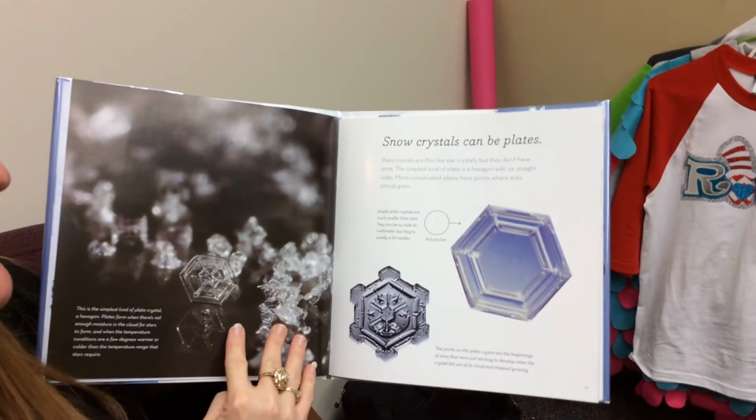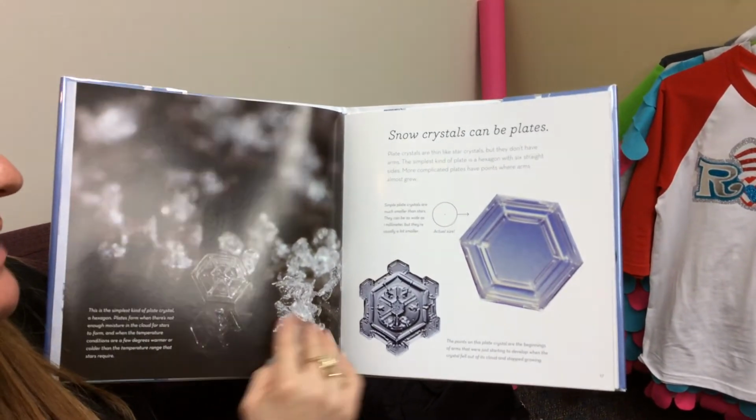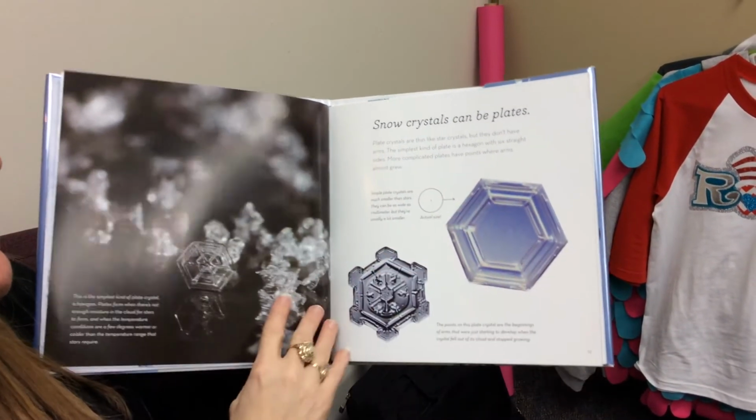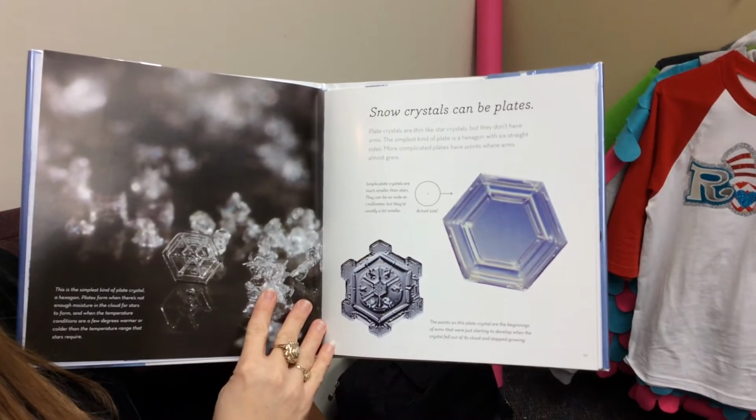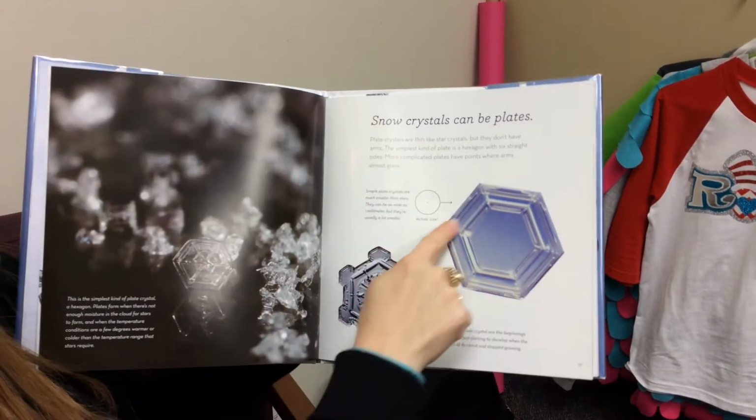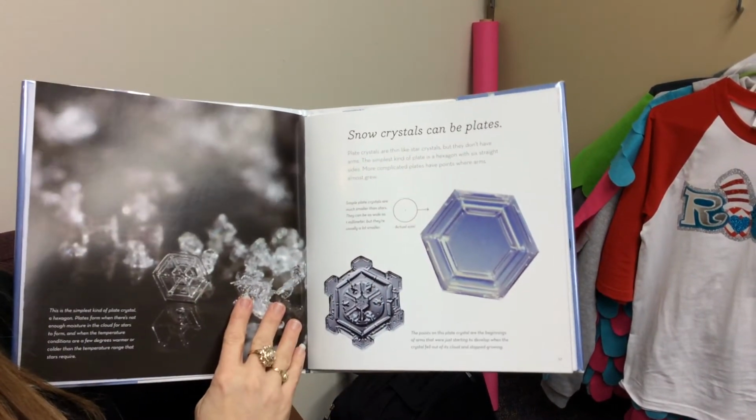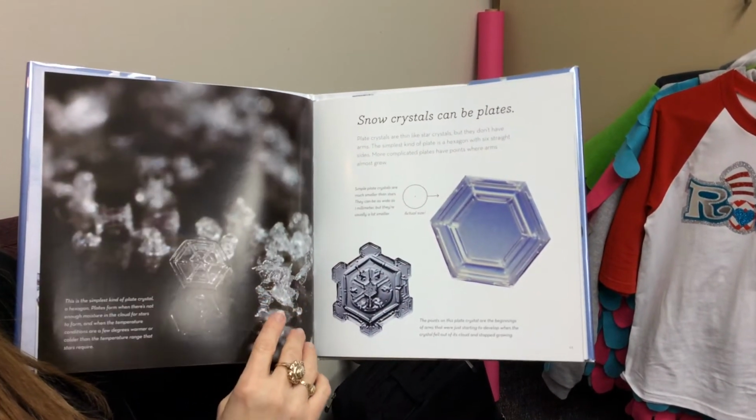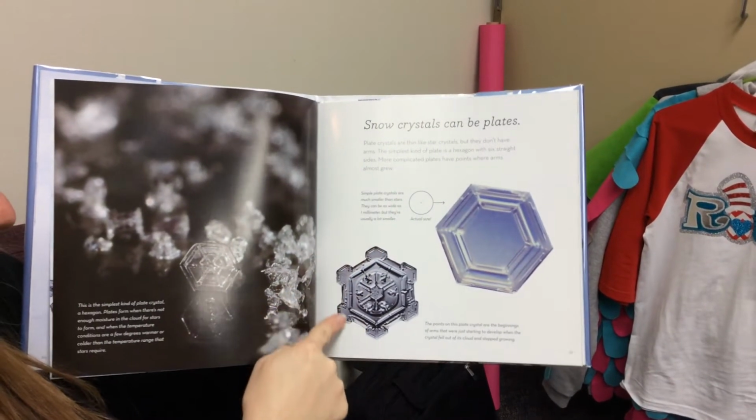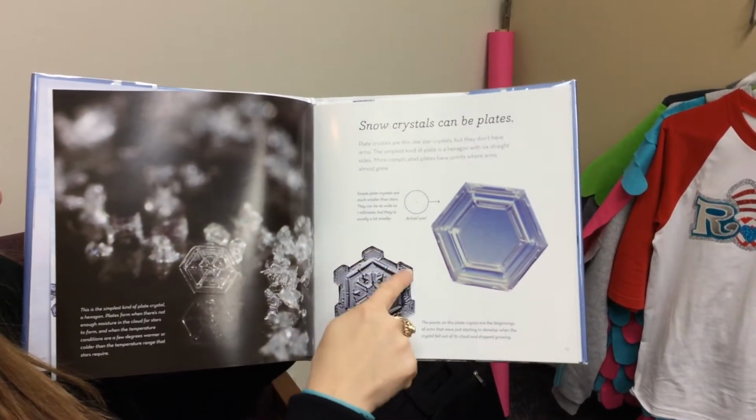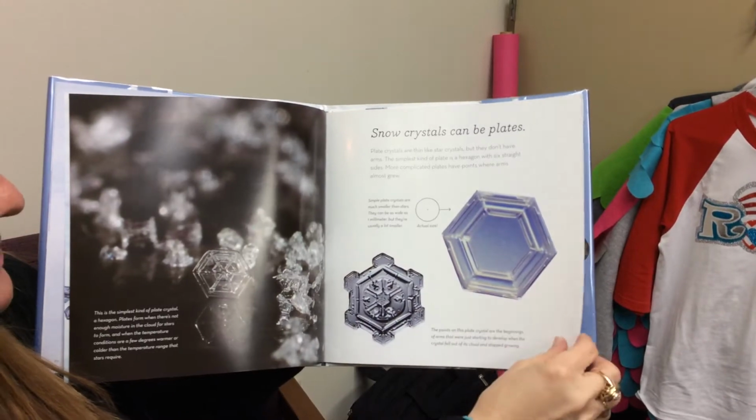Snow crystals can be plates. Plate crystals are thin like star crystals, but they don't have any arms. The simplest kind of plate is a hexagon with 6 straight sides. More complicated plates have points where arms almost grew. This picture is an example of a plate that has arms that almost grew.